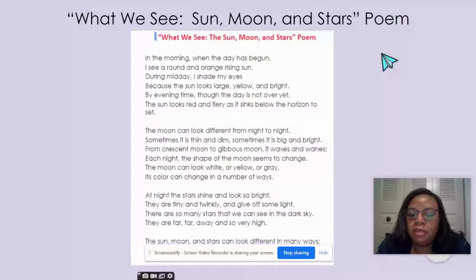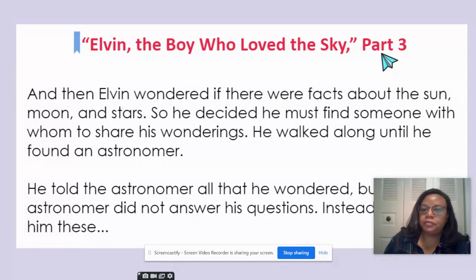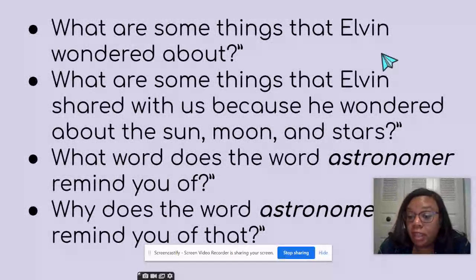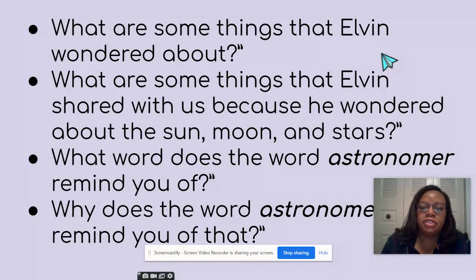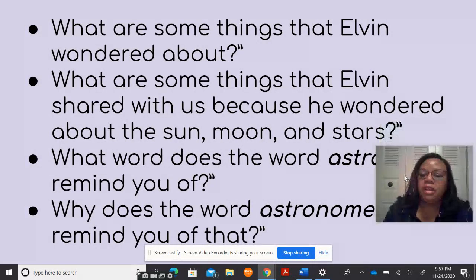So the poem that we heard today was What We See, Sun, Moon, and Stars poem. And then we heard a story about Elvin, the Boy Who Loved the Sky, part 3. Next, we had questions that we discussed in class in breakout rooms. What are some things that Elvin wondered about? What are some things that Elvin shared with us because he wondered about the sun, moon, and stars? And what word does the word astronomer remind you of? Why does the word astronomer remind you of that?